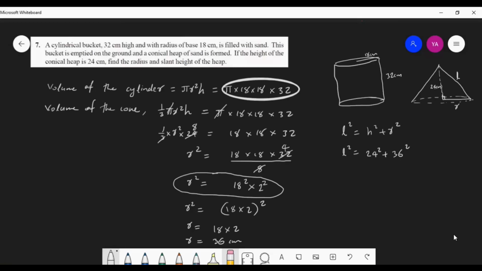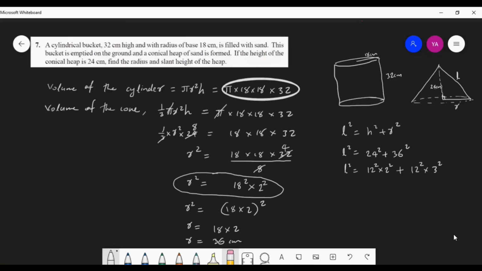Look here how we can find the value of L. Here L square is equal to 24 square plus 36 square. So for 24 and 36, which is a common factor? 12 is a common factor, right? So I split these powers like this. 24 square we can write as 12 square into 2 square, right? 12 square into 2 square is 24 square, plus 36 square I write like this, 12 square into 3 square.